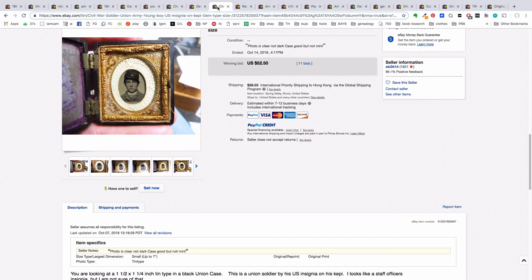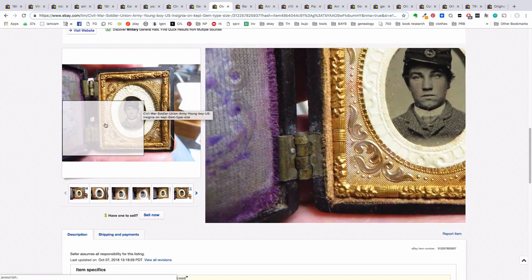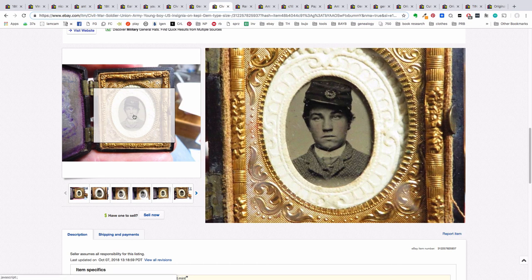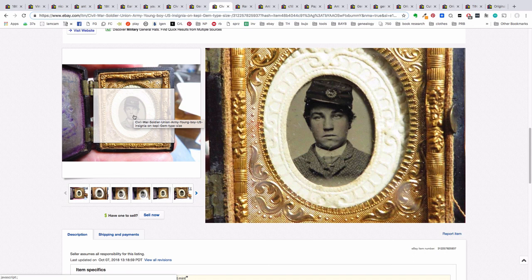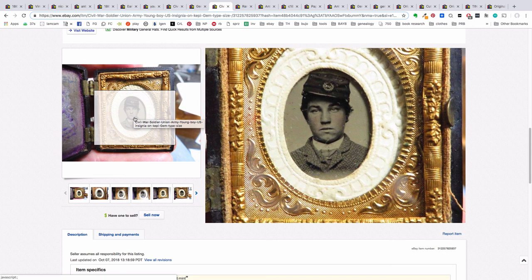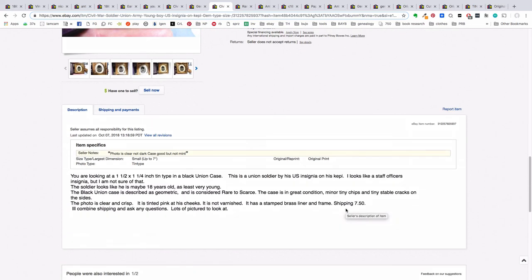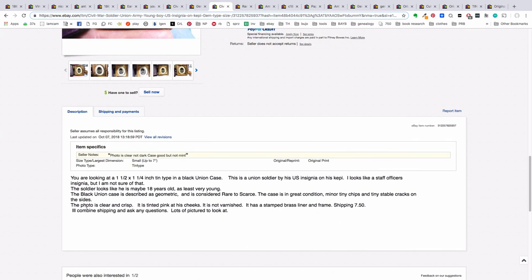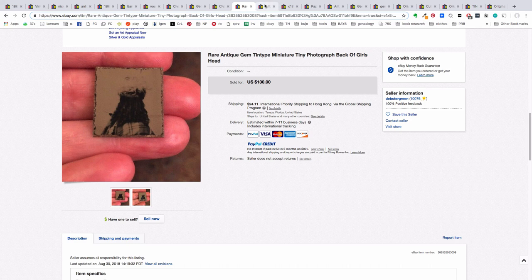And any soldiers are good to look out for, actually, even if they're not known. This one's in a nice case, which may or may not have contributed to the price. But this is a soldier in his cap, possibly not even in uniform. That looks like tweed to me. But $52. And oh, it's a Union case. That's good too. So you don't even have to know who the person is. There's the back of her head.